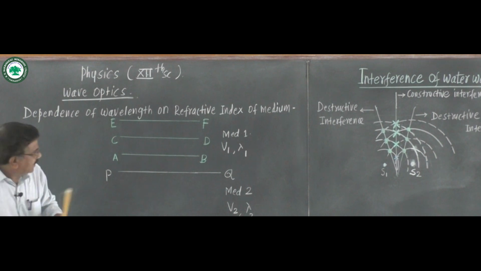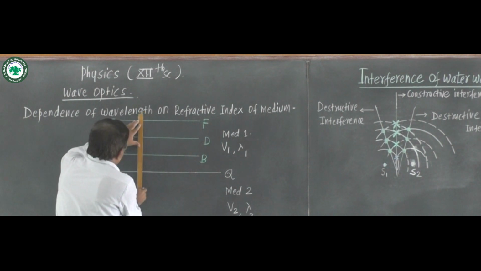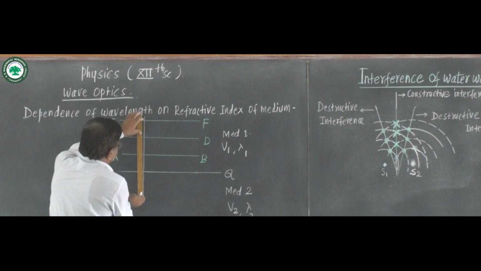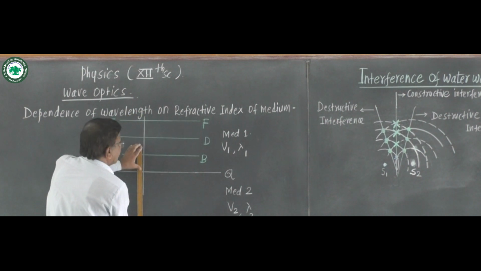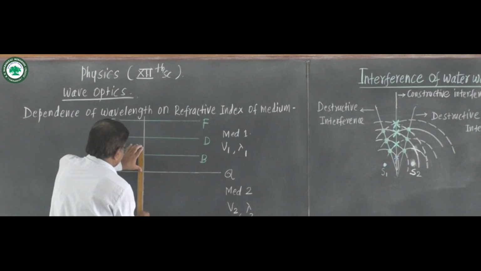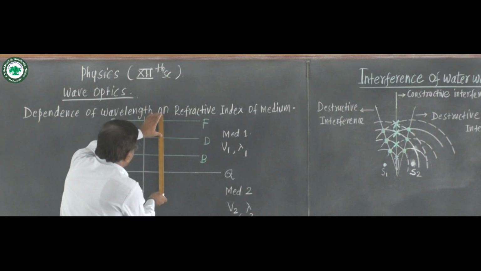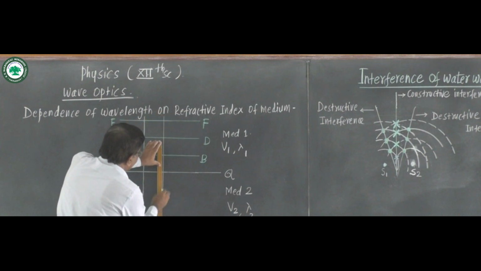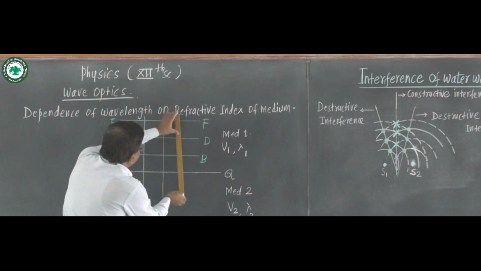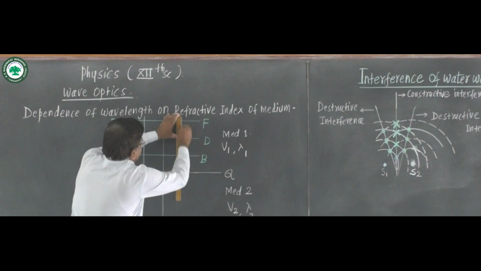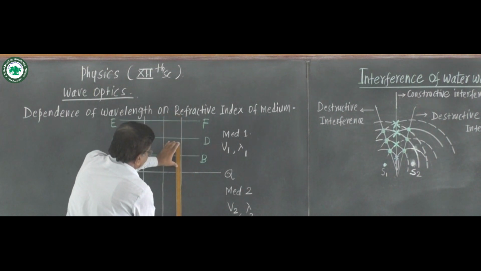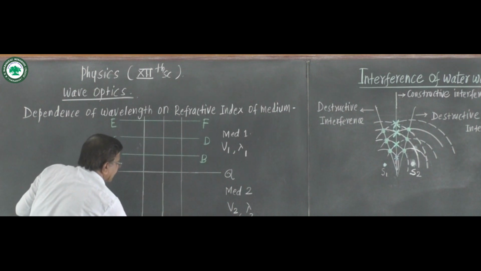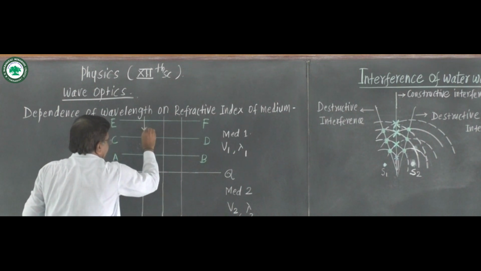Here light is incident normally, so it travels without any deviation. PQ is our refracting surface. Light travels without any deviation if it is incident normally on the refracting surface PQ. This is for the normal incidence. It travels without any deviation like this.